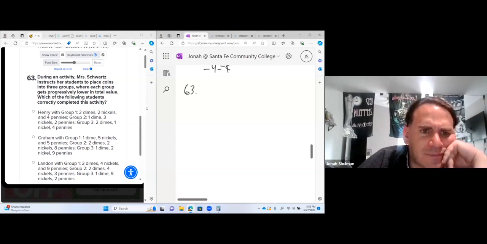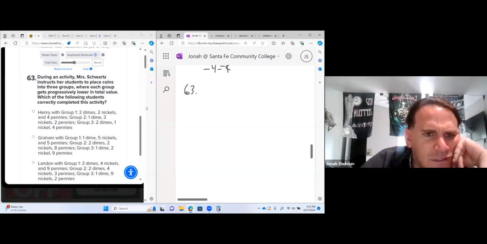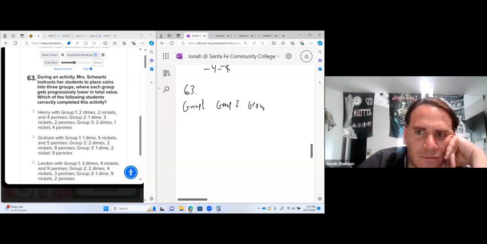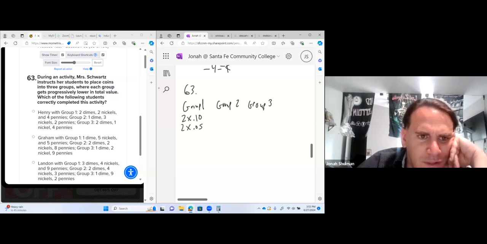So Henry was group 1. So we want to get progressively what? Progressively lower in total value. So the first, group 1, is 2 dimes. So we have group 1, group 2, group 3. So group 1, we have 2 dimes. So 2 times 0.1, that's a dime, 2 times 0.05, and 4 pennies, 4 times 0.01.